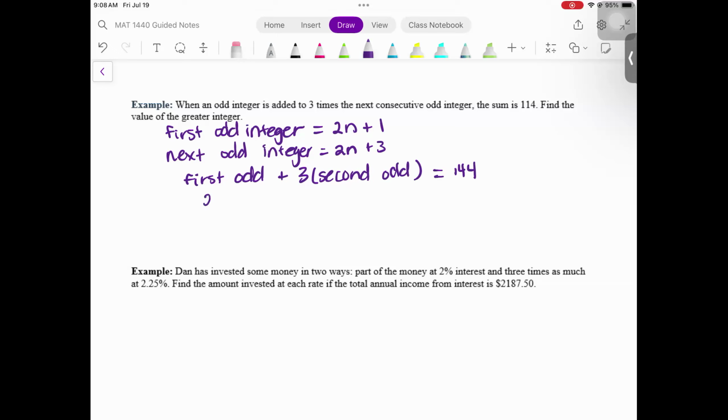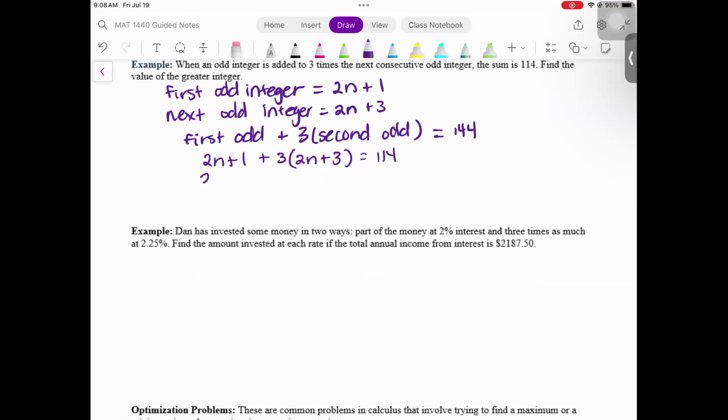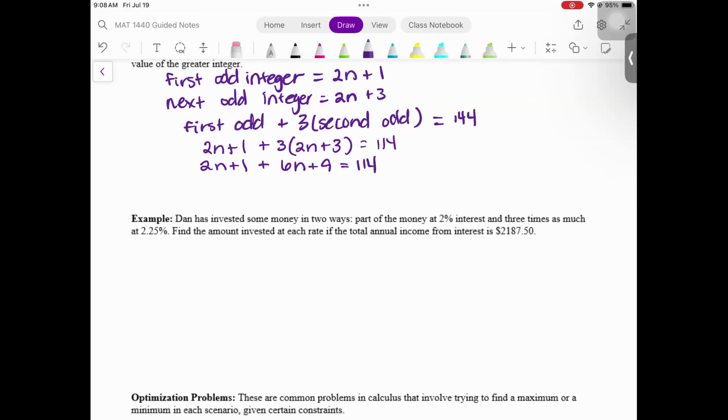And now we can substitute in those variable expressions. The first odd integer was expressed with 2n plus 1. The second odd integer was expressed 2n plus 3, equals 114. We want to simplify the left-hand side. We're going to do that by starting with distribution. So 2n plus 1 plus 6n plus 9 equals 114. Continuing to simplify the left-hand side, combining like terms, 2n plus 6n is 8n plus 10 equals 114.